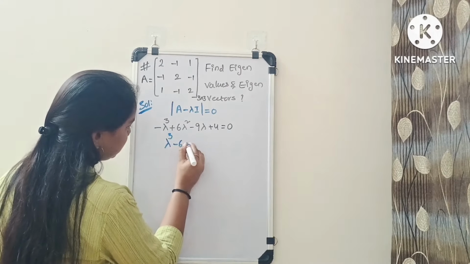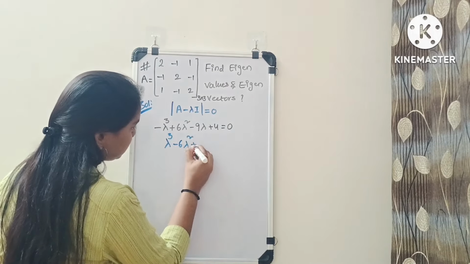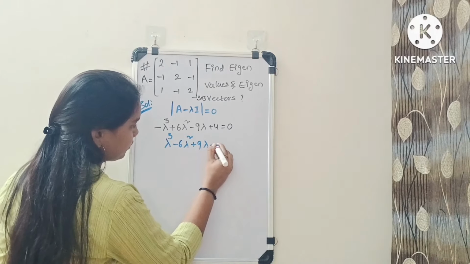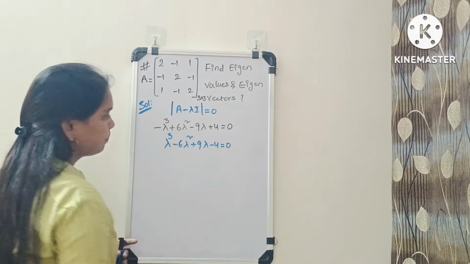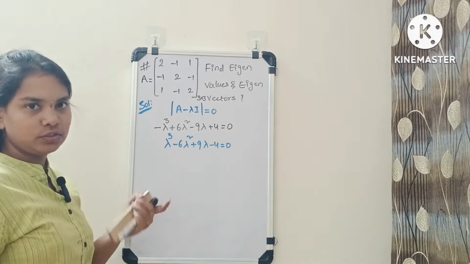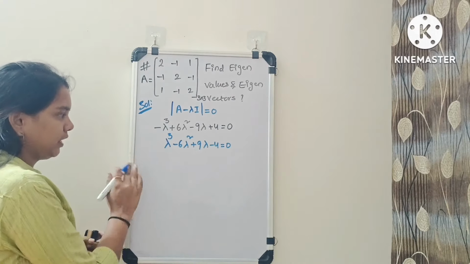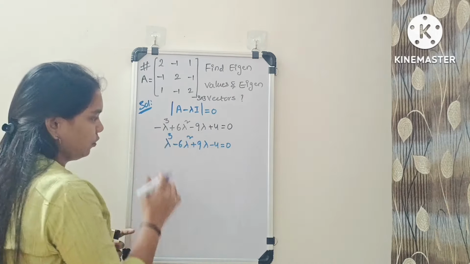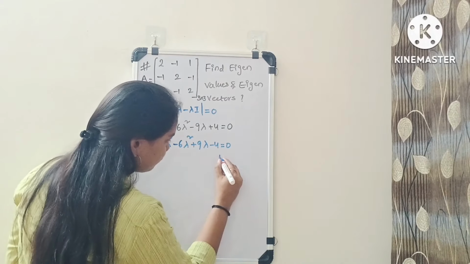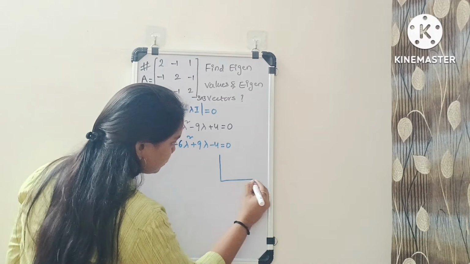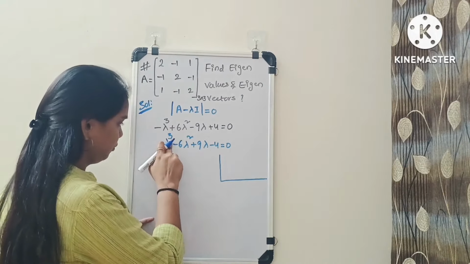Lambda cube minus 6 lambda square plus 9 lambda minus 4, which is equal to 0. If you want, you can keep the minus also. There is no problem. I'm just multiplying both sides by the minus, or I'm taking the minus above. So if you want to find the roots for this, here is how you can find them.